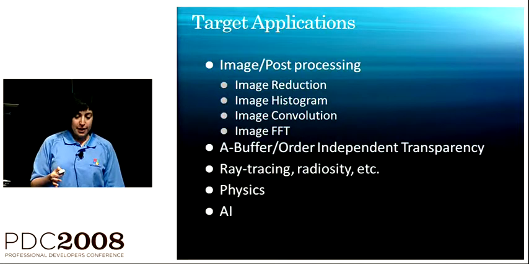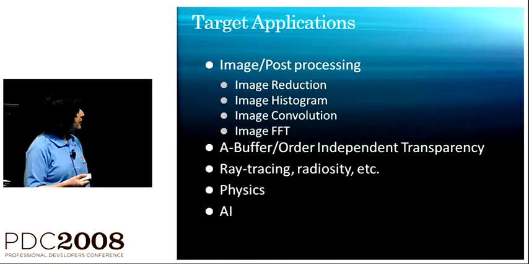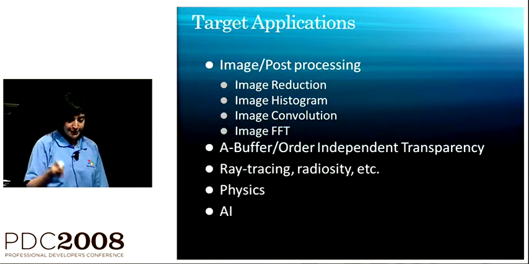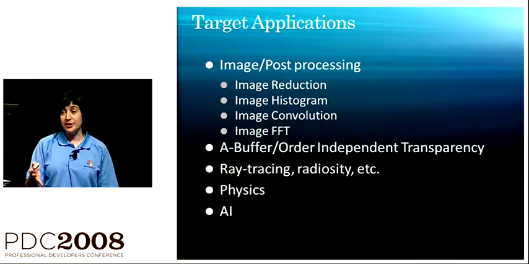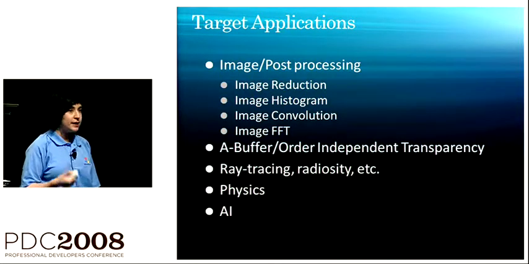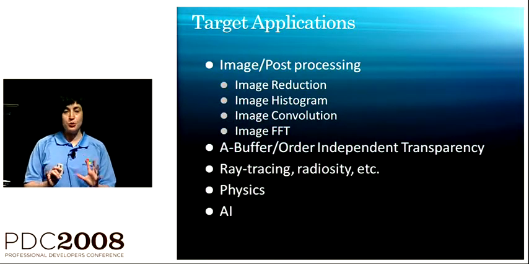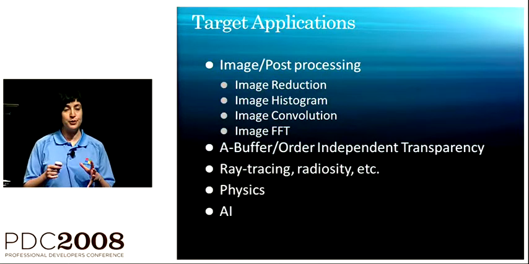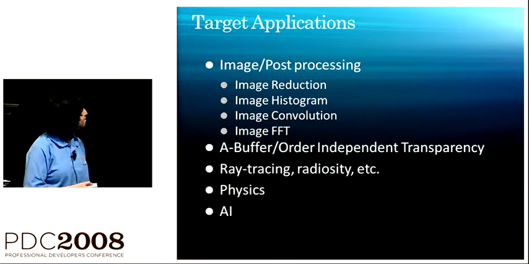People are also talking about A buffers or other forms of order-independent transparency. Then we move on to ray tracing, which people are always talking about, and radiosity. And ultimately we could do physics, so fluid flow simulations, other grid-based computations are very natural things to make parallel, and AI simulations. So again, initially we're targeting image post-processing, but I want to make it very clear: this is a long-term direction and investment for us. This is the first step, and we intend to keep building on this functionality.